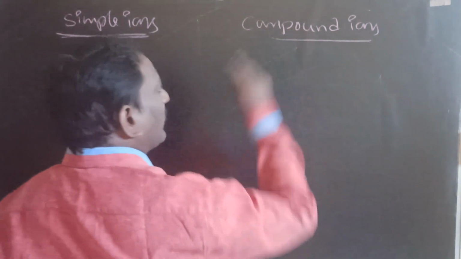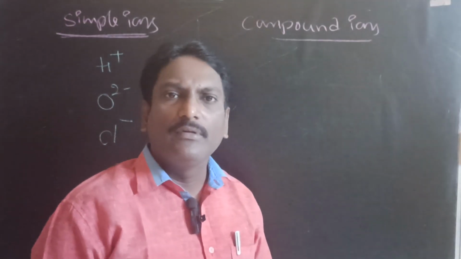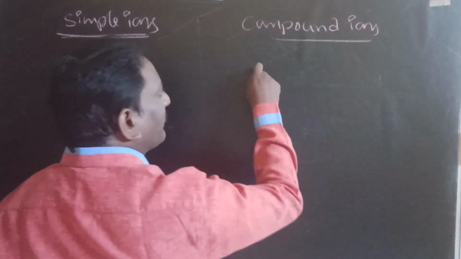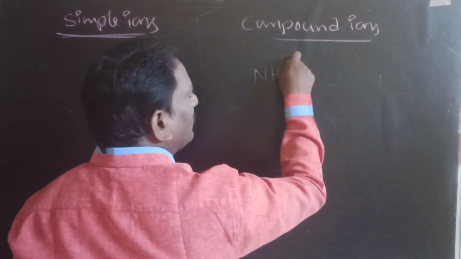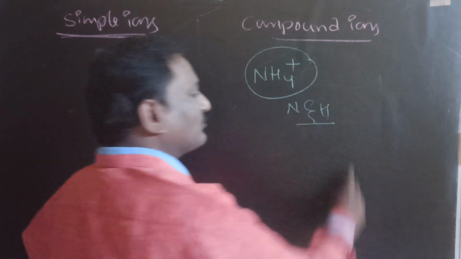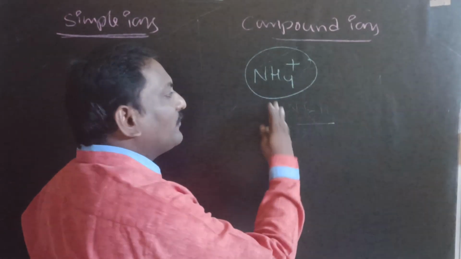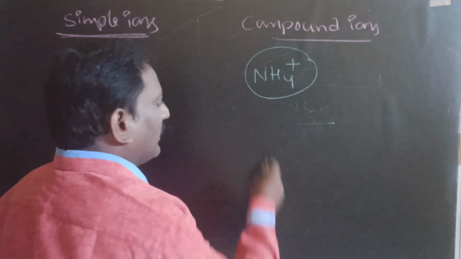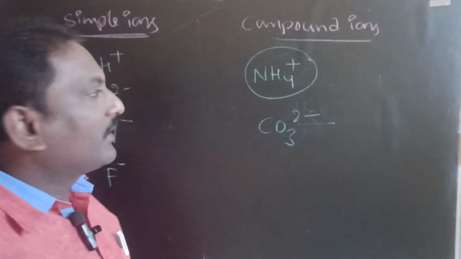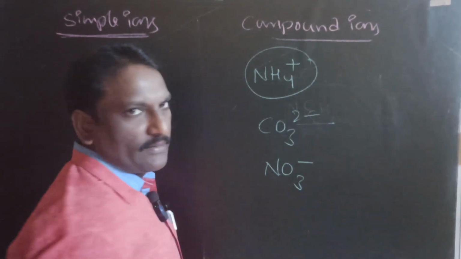Next, compound ions. Compound ions are made up of different kinds of atoms. For example, the ammonium ion is a compound ion because in the ammonium ion, the nitrogen atom is there and hydrogen atoms are also there. So compound ions are made up of different kinds of atoms. Next, the carbonate ion is a compound ion. The nitrate ion is also a compound ion.